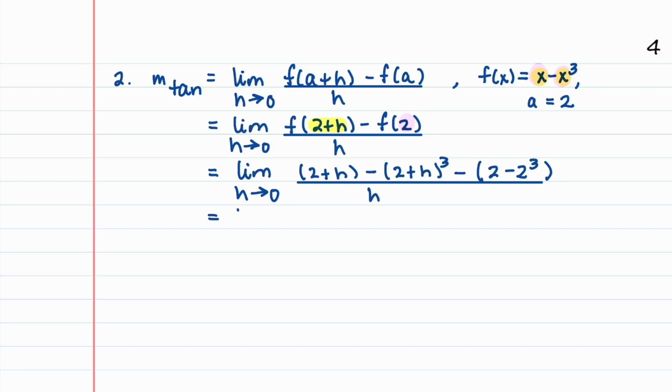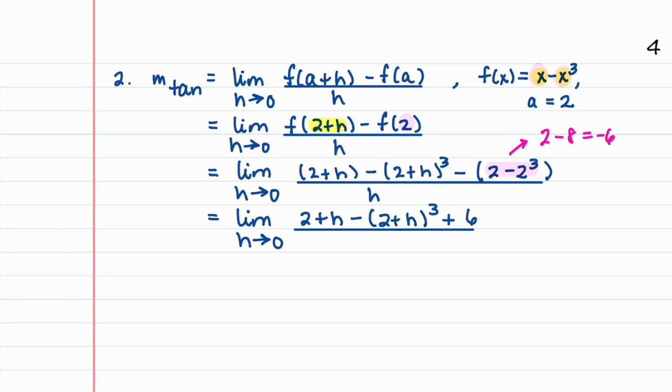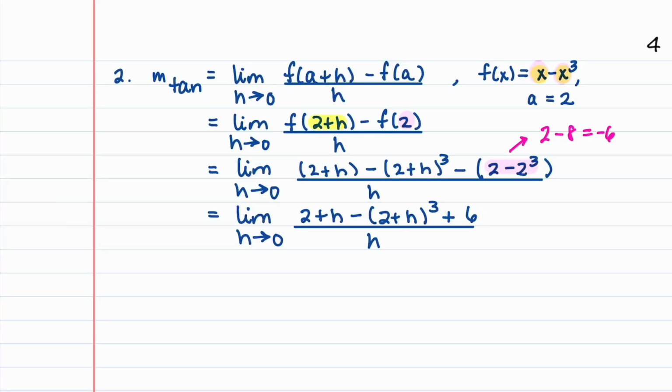Let's go ahead and simplify our numerator. This is the limit as h goes to 0. We have 2 plus h minus 2 plus h quantity cubed minus, let's see what this is. This is 2 minus 8, which is minus 6. So we actually have minus a negative 6, so this is plus 6. And we still have h in our denominator. The hard part of using this formula now is we have to calculate this cubic. Let me go ahead and write down the formula for a cubic in case you don't know it.